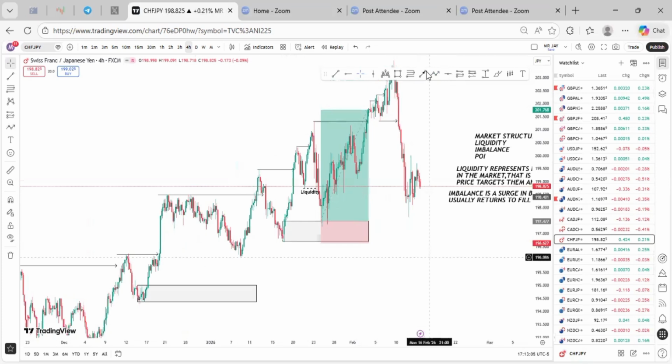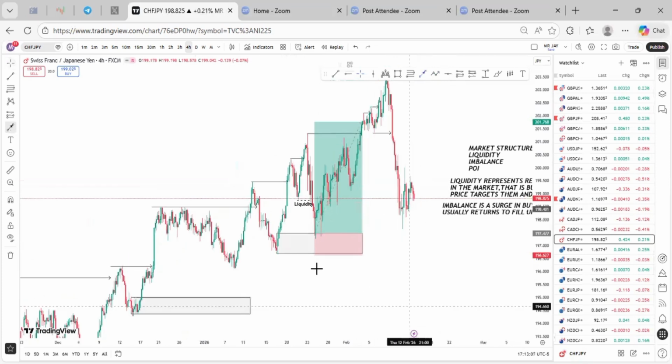As you can see from this zone over here, this is a low, a higher low that breaks what? A higher high. Now the market comes back to give me what? Liquidity.